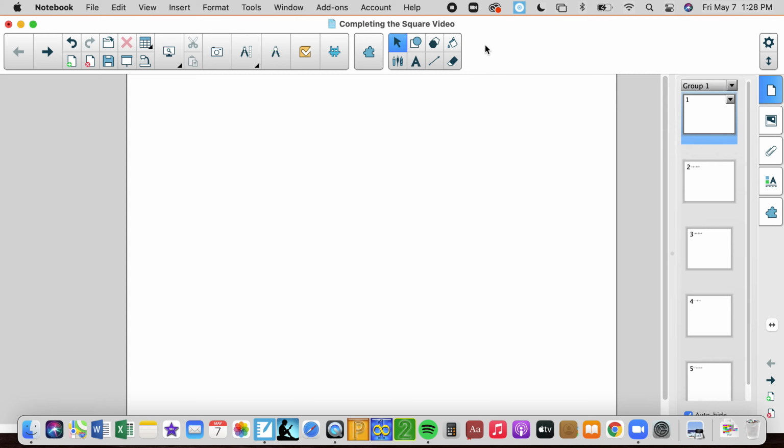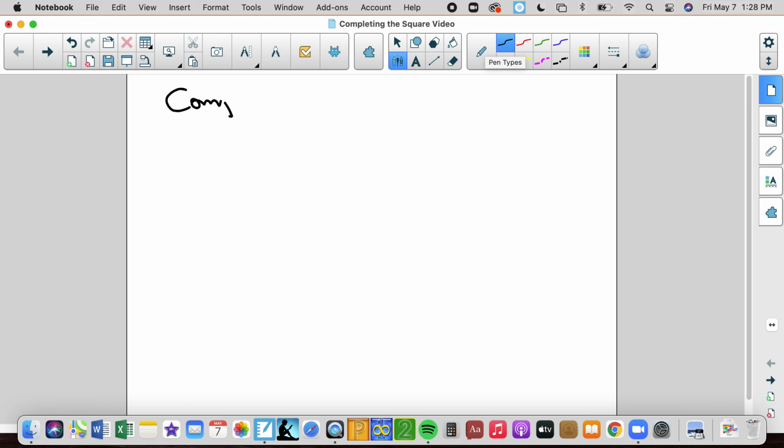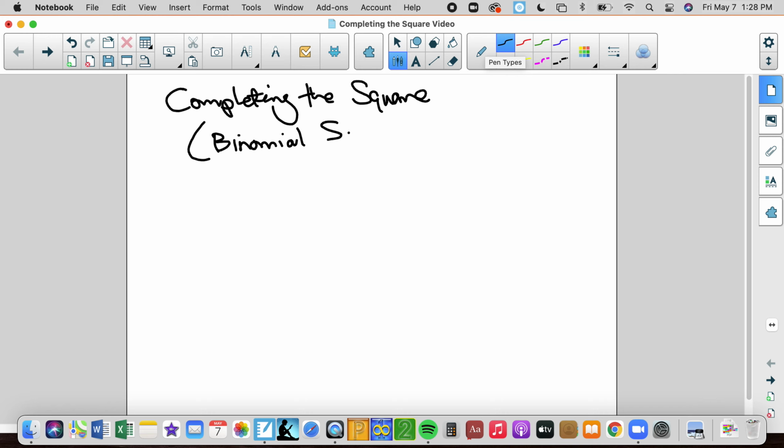Today we are going to learn about completing the square. Completing the square deals with binomial squares. We're going to utilize that characteristic of binomial squares. What does a binomial square look like?